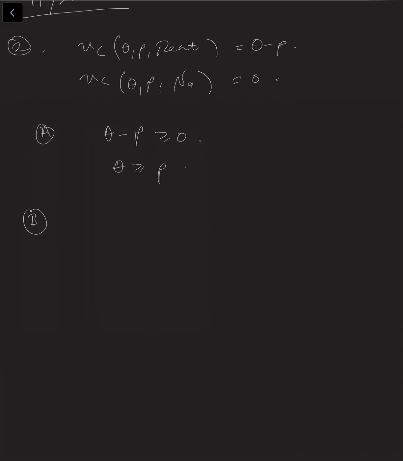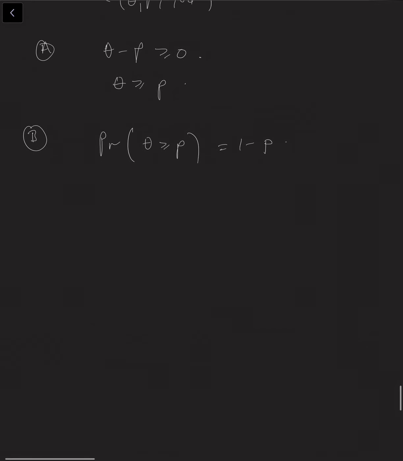Okay. For a given price P, what is the probability the customer rents the flat? So what we're looking for here is the probability that theta is greater than or equal to P. And because we know that theta is uniformly distributed, it follows from the CDF of a uniform random variable that this is 1 minus P.